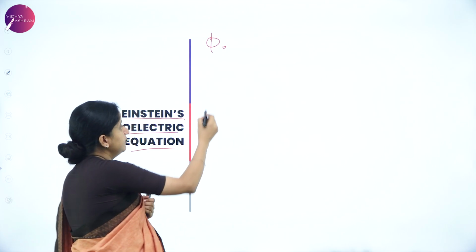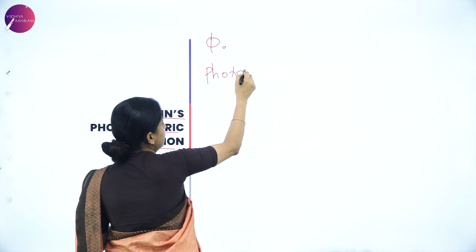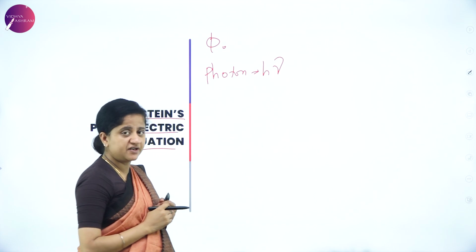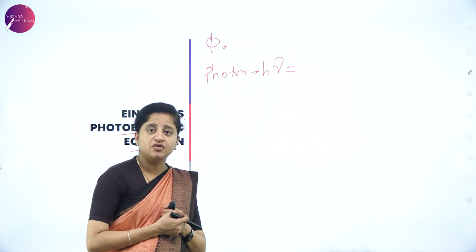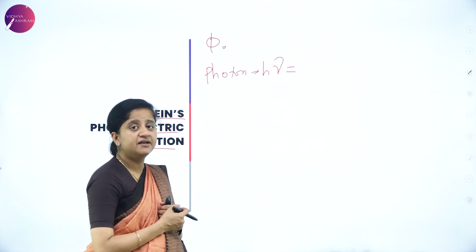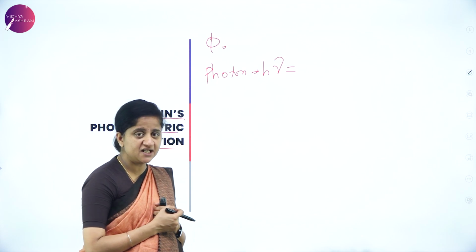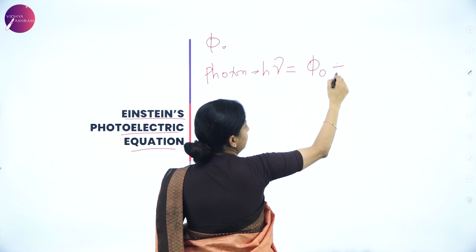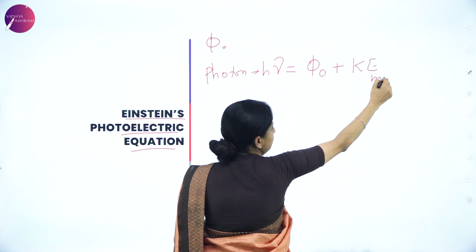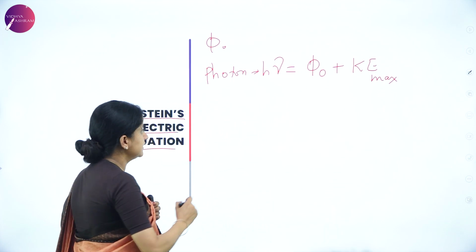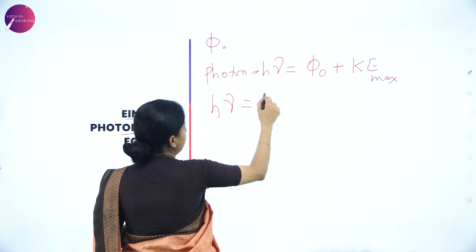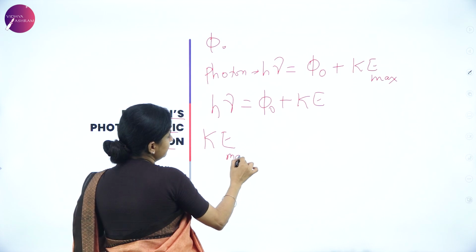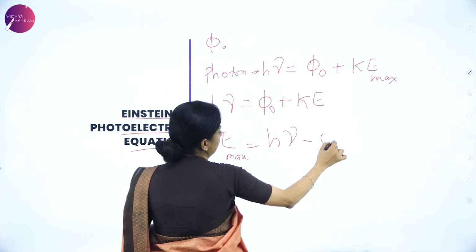So according to him, when a photon of energy h nu is incident on a metal surface, if the energy of the photon exceeds the work function, then the electrons will gain maximum kinetic energy. The equation is given by h nu is equal to the work function, that is phi naught, plus the maximum kinetic energy. So his equation is nothing but h nu is equal to phi naught plus kinetic energy, or we can write the maximum kinetic energy is equal to h nu minus phi naught.